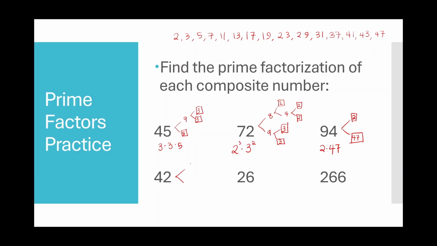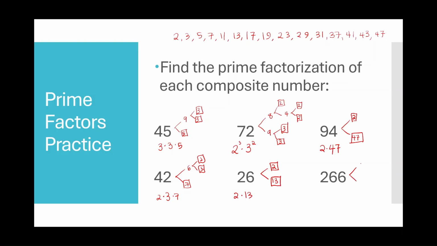All right, on 42, I know that one. 6 times 7. 7's prime. And 6 can be 2 times 3. So there we go. There's my prime factorization for 42. 26 is 2 times 13. Checking the list, 13 is prime, so we're done.